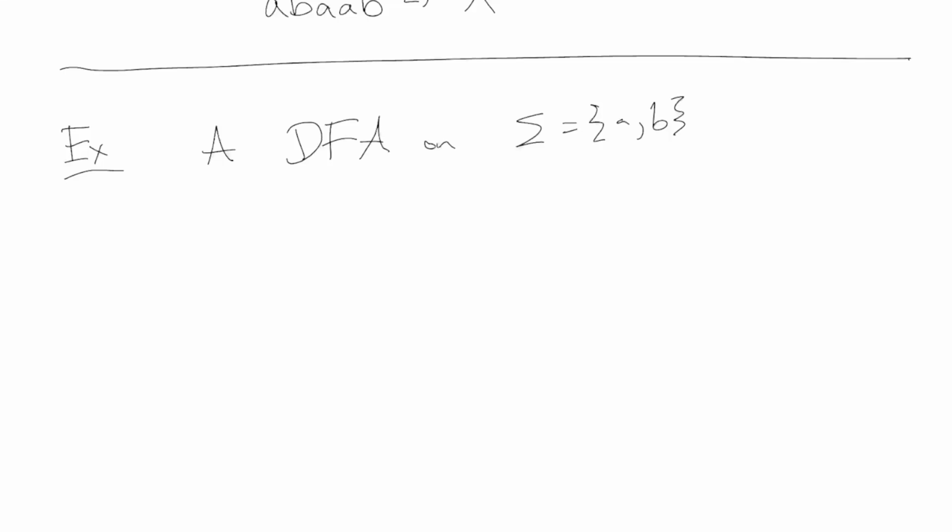Most of our examples are going to use A and B. If you look at some textbooks, they use 0 and 1 all the time, because that's more awesome hacker style binary, but our book uses A's and B's. A and B, and I want to say it accepts, this is a little more complicated, any string.